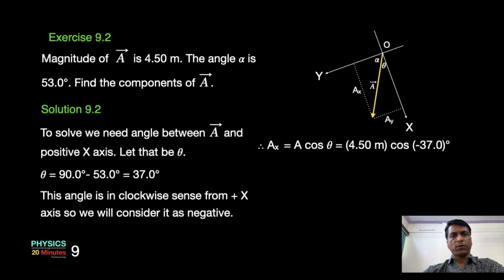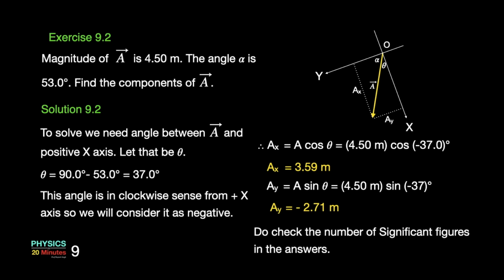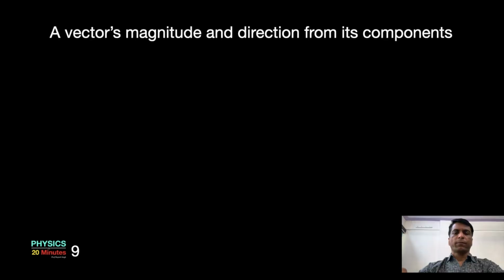Now when you solve the problem, you get ax is equal to a cos theta, which is equal to 4.50 meter cos minus 37.0 degrees. When you solve it, ax will be 3.59 meters, while if you solve for ay, it will be minus 2.71 meter. Again, do check the significant figures in the solution.